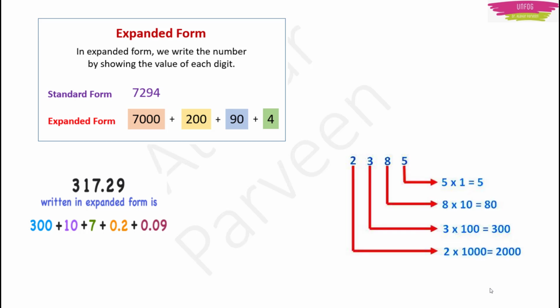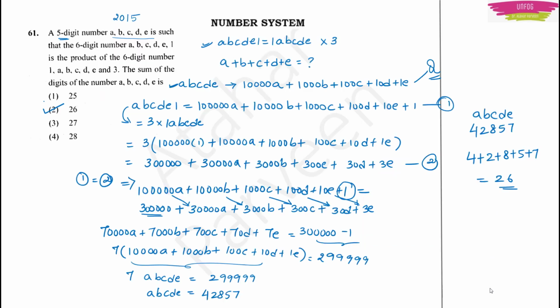So basically, when you expand a number, you write its place value in that place. For example, if it is 2385, you have 1000 along with 2, you have 100 along with 3, you have 10 along with 8 and you have 1 along with 5. Okay.